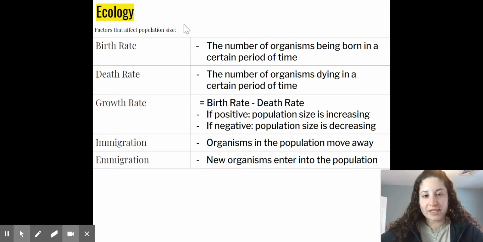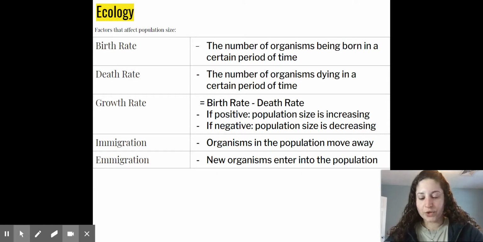So the birth rate is the number of organisms being born in a certain period of time. So this is like over the year of 2020, so many humans were born, and that would be our birth rate. Death rate is the number of organisms dying in a certain period of time. So again, during the year 2020, so many humans died, and that would be our death rate. Growth rate would be the birth rate minus the death rate.